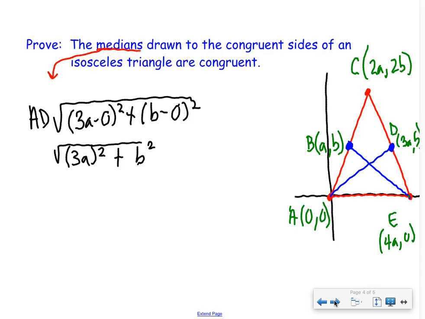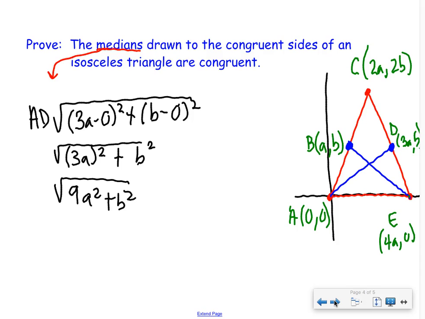How are we doing? What do I have to do to this exponent here? Distribute it to both of those. So what's 3 squared? 9. And what's A squared? So this is as far as we can go: 9A squared plus B squared.